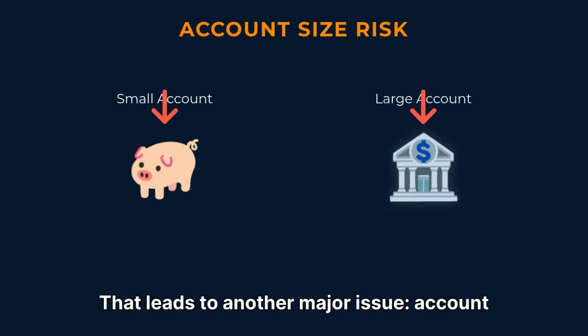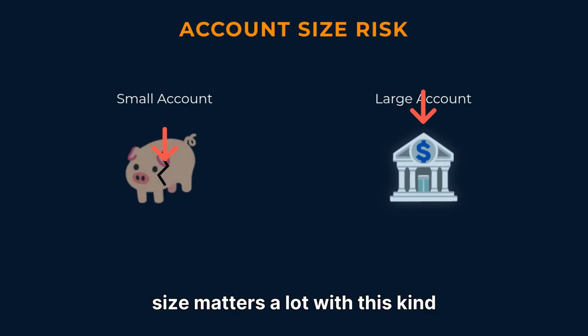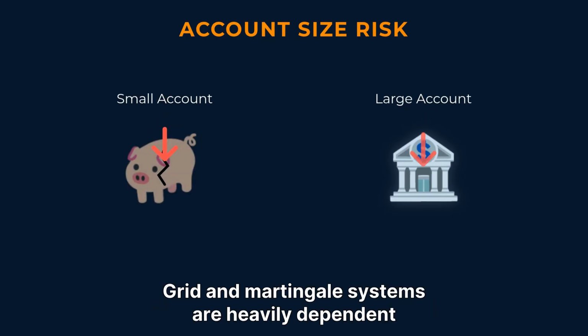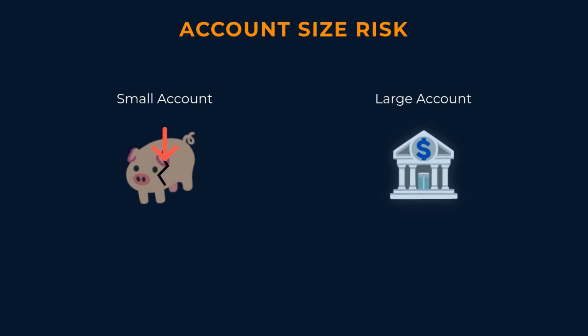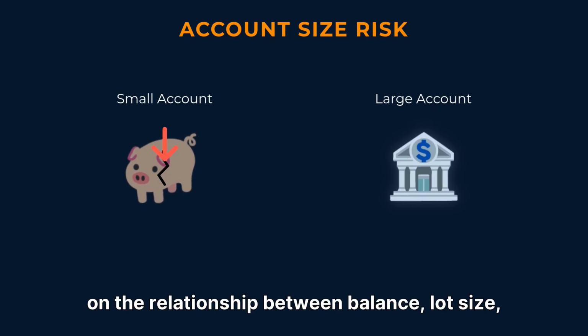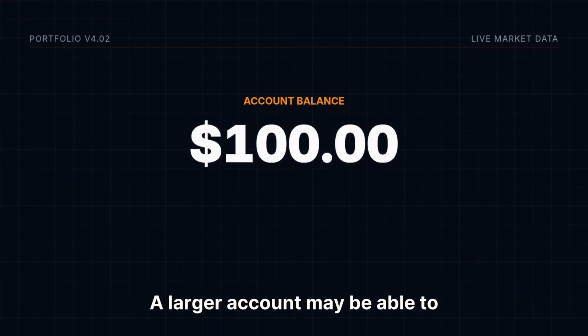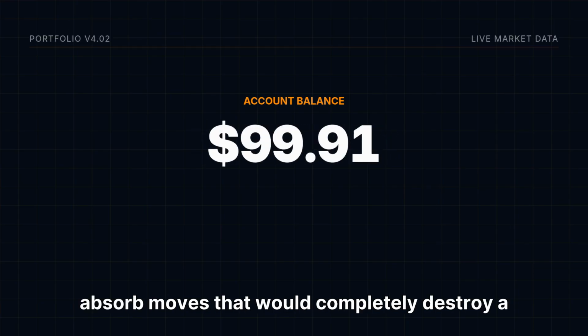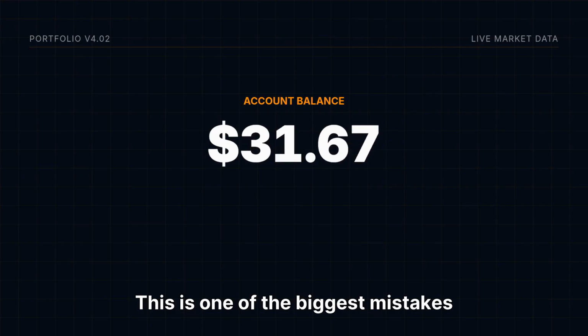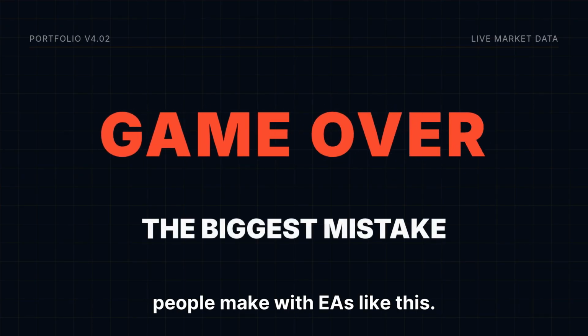That leads to another major issue. Account size matters a lot with this kind of strategy. Grid and martingale systems are heavily dependent on the relationship between balance, lot size, and how far the market moves before retracing. A larger account may be able to absorb moves that would completely destroy a smaller account. This is one of the biggest mistakes people make with EAs like this.